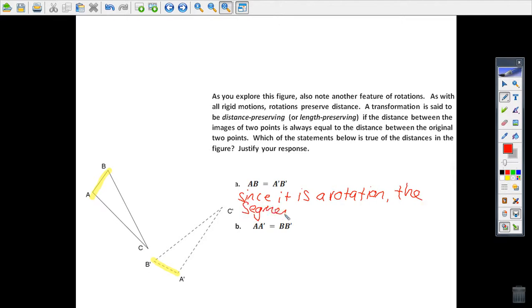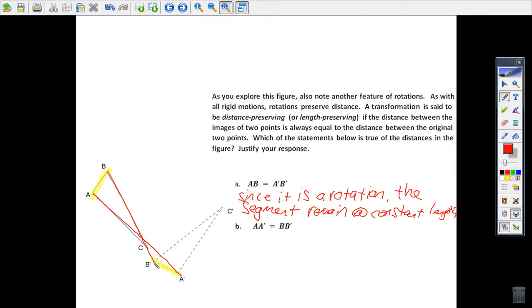The segments remain at a constant length. Okay, now why is A prime equal to B prime? So where's A prime? This segment here. Why is that the same as B to B prime? What is the word for it? Segment? Does A prime have to be equal to B prime? Yes? No? Yes or no? So yes, it is a rotation, so what does that tell you?